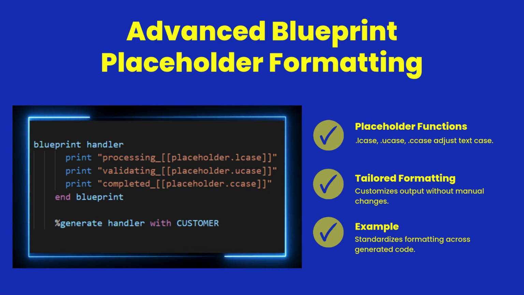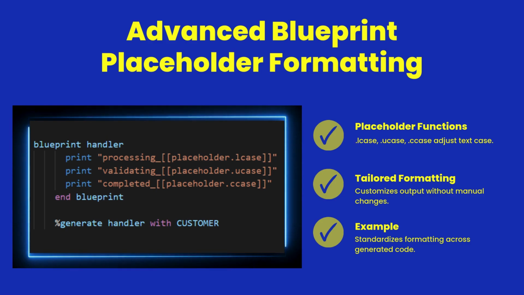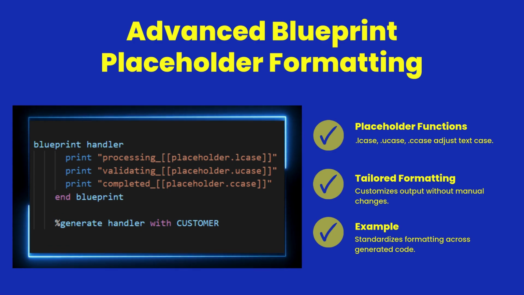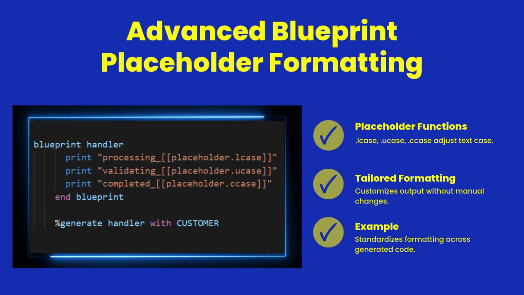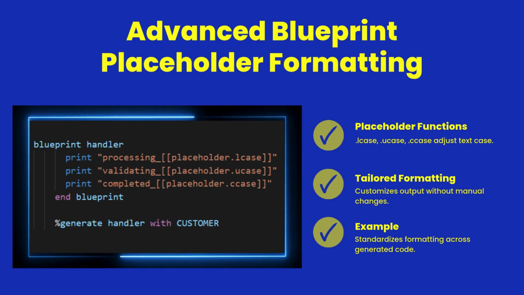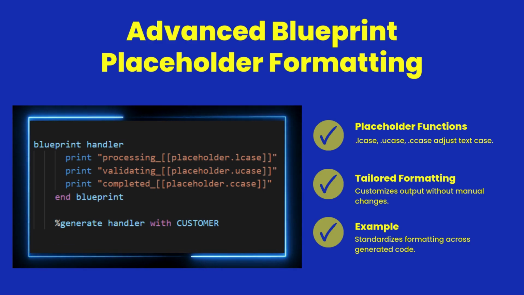specified case methods. .l case converts it to lowercase, .u case to uppercase, and .c case to capitalize the first letter. This example highlights Sheerpower's ability to apply different text transformations within a blueprint, enhancing the flexibility and readability of generated code by dynamically formatting placeholder content.